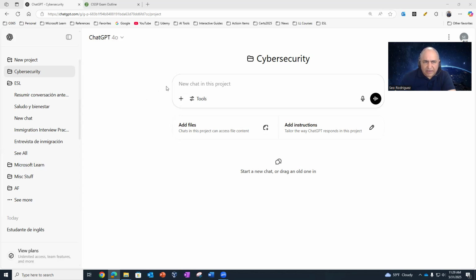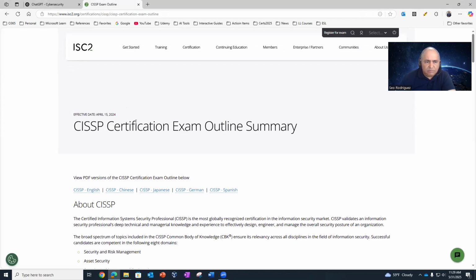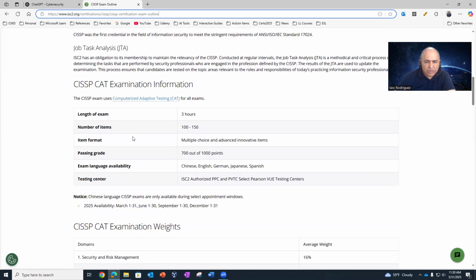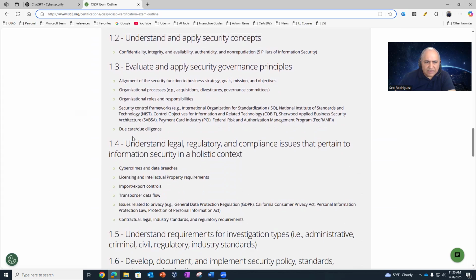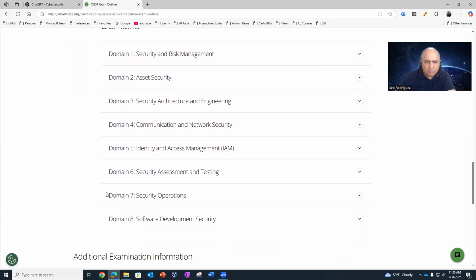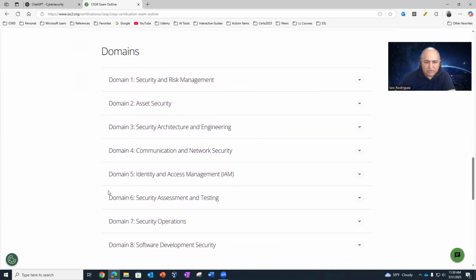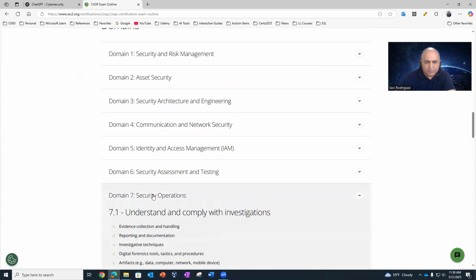what we're going to do today is look at the CISSP certification exam outline summary from ISC Square. We are going to look at the domain objectives, whatever domain it is that you need to practice. Here are the domain objectives, right? There are 8 of those. Let's take any of them. I don't know, security operations, for example.